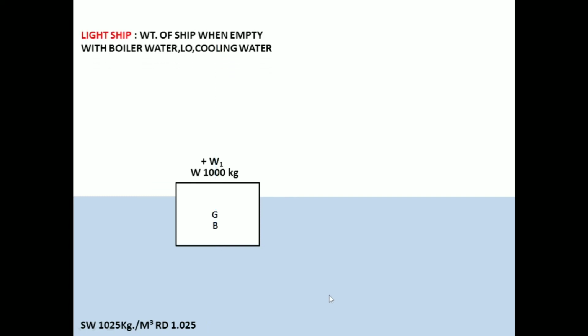Few terms what we use here is light ship. Light ship is the weight of the ship when it is absolutely empty. When it comes out of the yard, you're given what is the light ship with bare minimum things like, as I said, boiler water, lube oil, cooling water, etc. So that is the weight of the ship when it is fully empty.